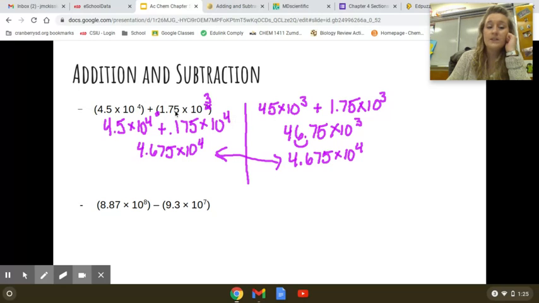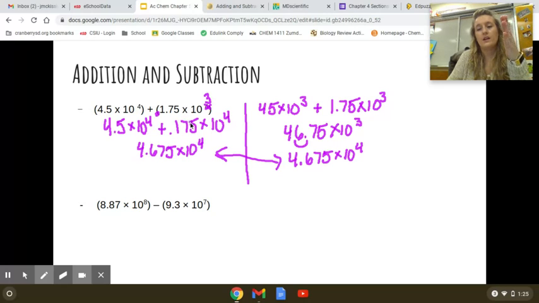And then the opposite here, when we want our exponent to get bigger, so when we wanted to make this a 4 instead of a 3, our number became smaller. So it's the opposite. If you want your number to get bigger, your exponent gets smaller.